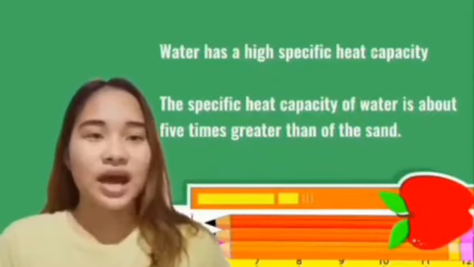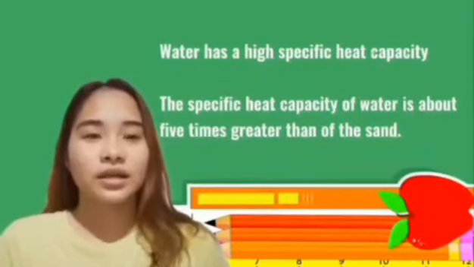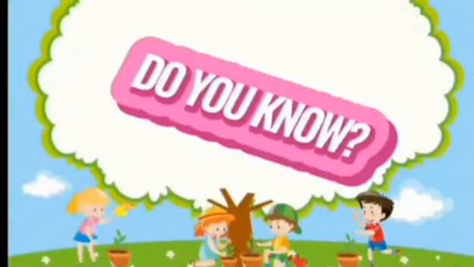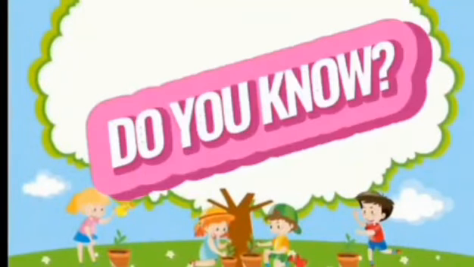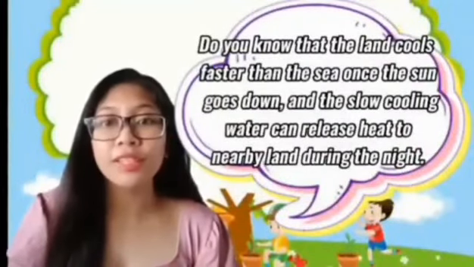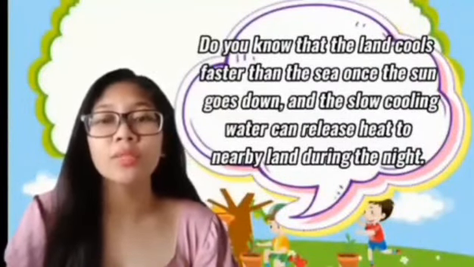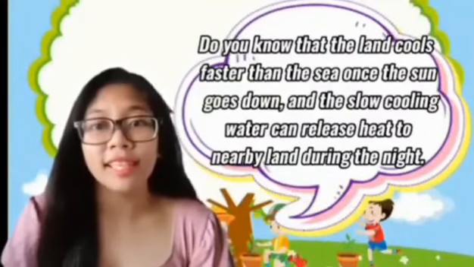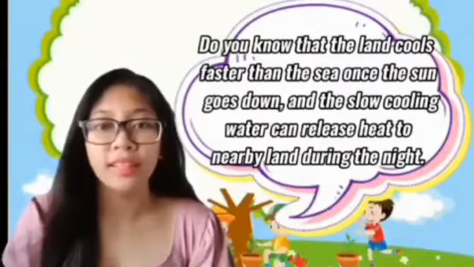Water has a high specific heat. The specific heat of water is about 5 times greater than the sun. Do you know that the land cools faster than the sea once the sun goes down, and the slow cooling water can release heat to nearby land during the night? For more understanding, let's watch the video.